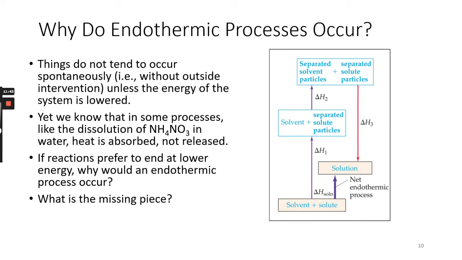What piece is missing? We talked about it on the previous slide, and the piece that is missing is entropy. Entropy is represented with the letter S. A lot of times you'll see delta S for a change in entropy. And this is randomness.